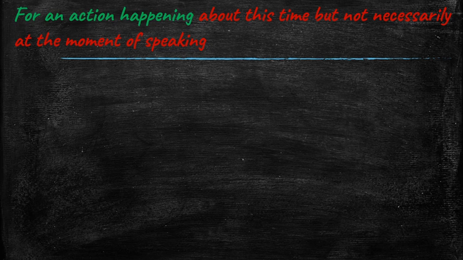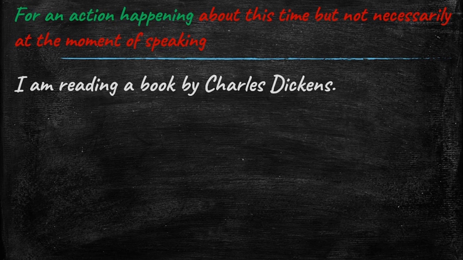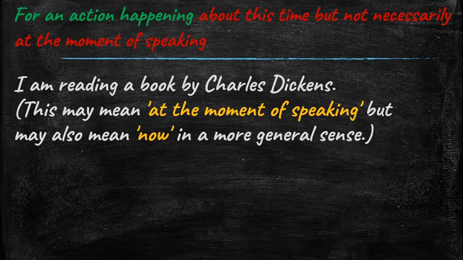For an action happening about this time but not necessarily at the time of speaking. For example, I am reading a book by Charles Dickens. So this action may mean that I am reading this book at the time of speaking or around the time of speaking. So this may mean at the moment of speaking, but may also mean now in a more general sense. So now in a more general sense means around now.